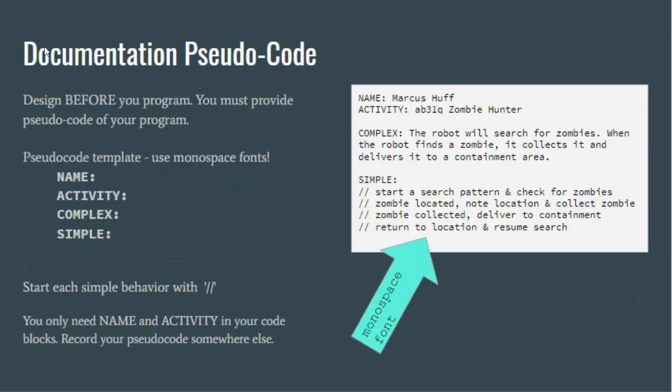This is what your pseudocode is going to look like. I've given you a template. I want your simple behaviors to start with 2 forward slashes. This would be easy to transition into actual coding. And I also expect your pseudocode in your presentations to be recorded in a monospace font like Source Code Pro, Courier New, Cutive Mono, something like that.